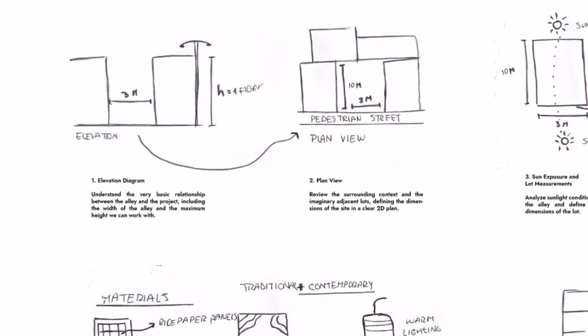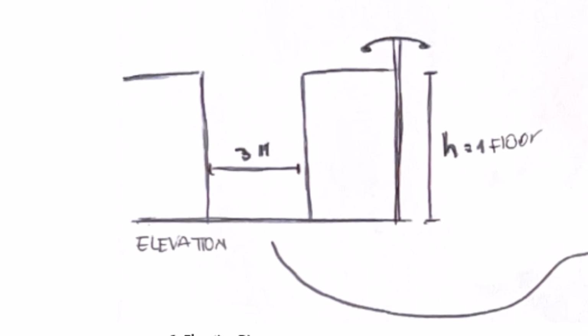We'll begin with the elevation. As we can see, the surrounding buildings are all approximately 1 floor in height, and the site sits tightly between them. This means we don't have any space on either side of the building, so the design has to work entirely within this narrow slot.